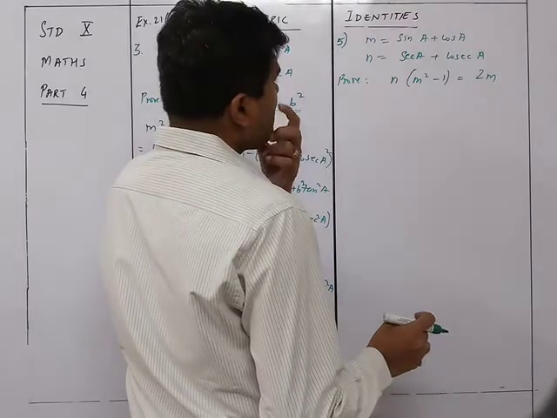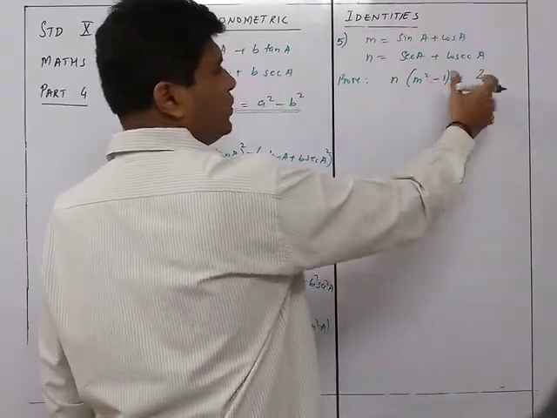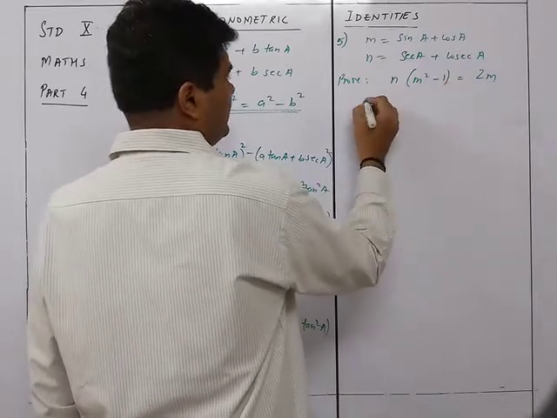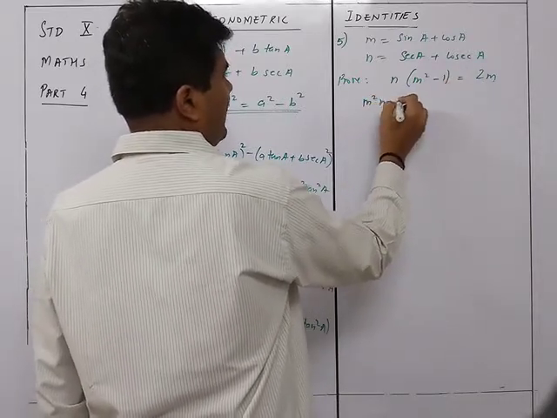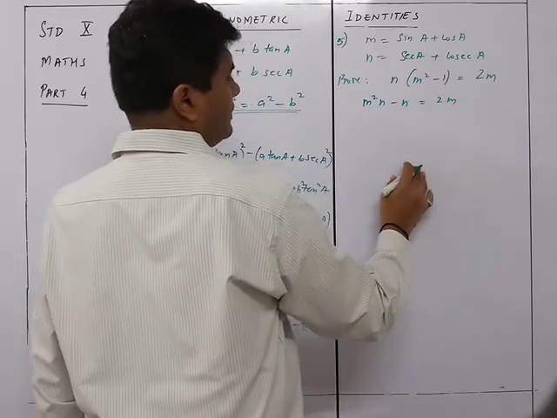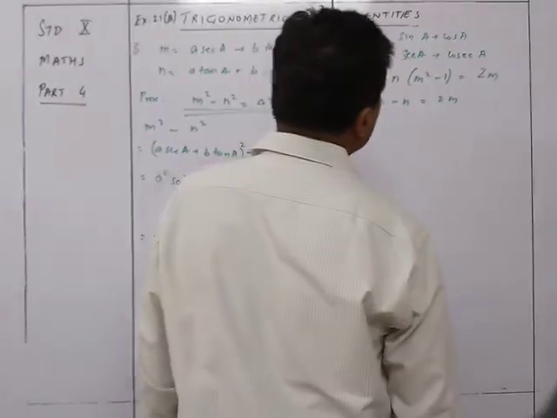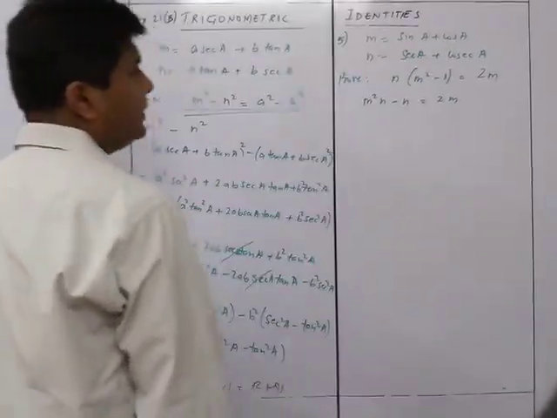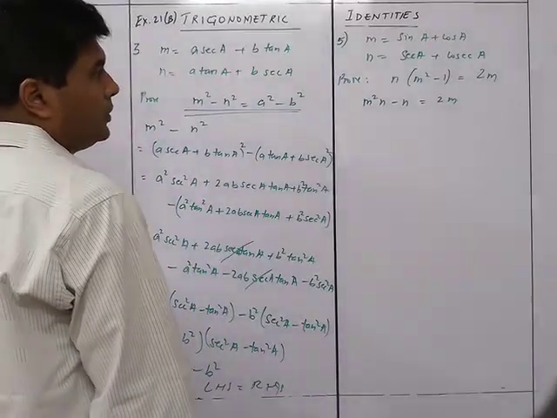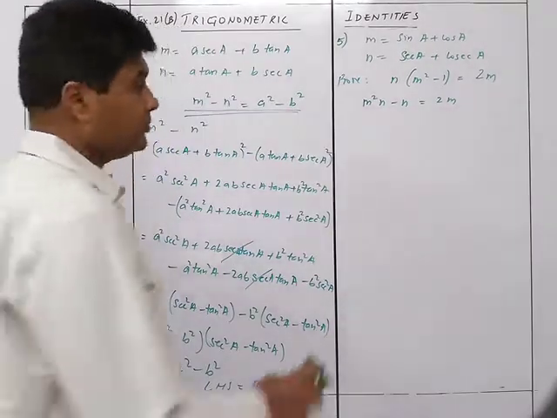Let us do something over here so that we don't need to do LHS and RHS both. So let us do it this way: M square N minus N is equal to 2M. Is there any benefit in bringing this over here? No. Okay, no benefit, fine, let it go. We'll keep it as it is.